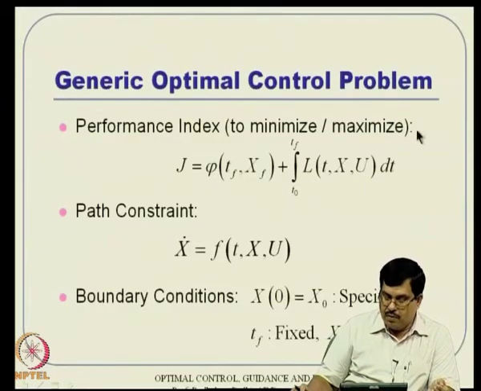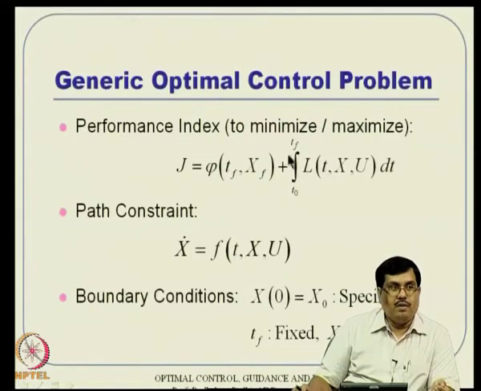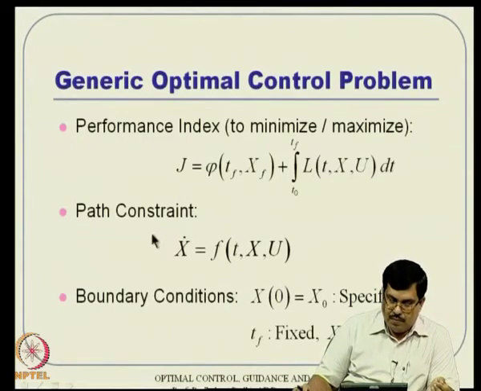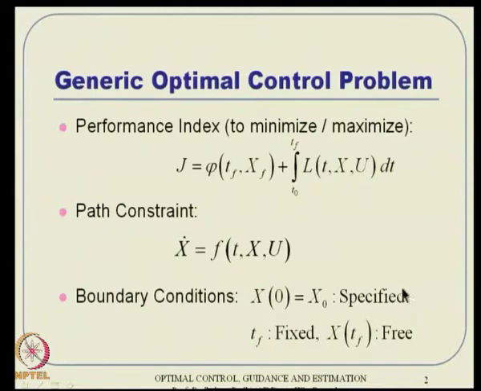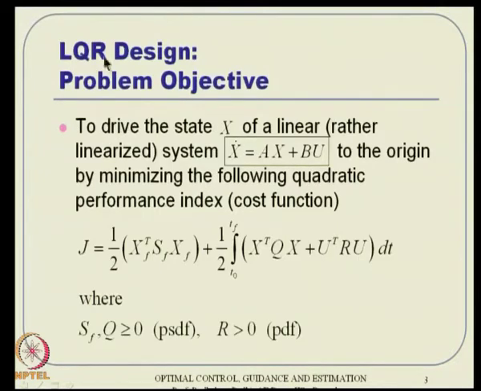The generic optimal control problem, as I discussed many times before, is this. J takes the form of some phi, the terminal penalty, plus some path penalty, along with a path constraint which is the system dynamic equation, as well as boundary conditions. Typically we consider X of TF free, but in some problems it can be a hard constraint also. The LQR problem does not talk about a generic formulation anymore. Instead, it talks about a specific form of cost function and a specific form of system dynamics.